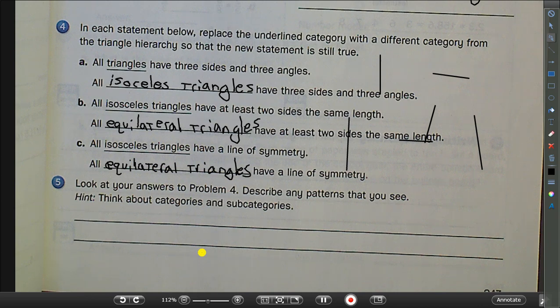Last question. Look at your answers to problem 4, the ones we just did. Describe any patterns that you see. Hint, think about categories and subcategories. Again, describe any patterns you see in our answers for problem 4. I'll give you a few seconds to think about that.